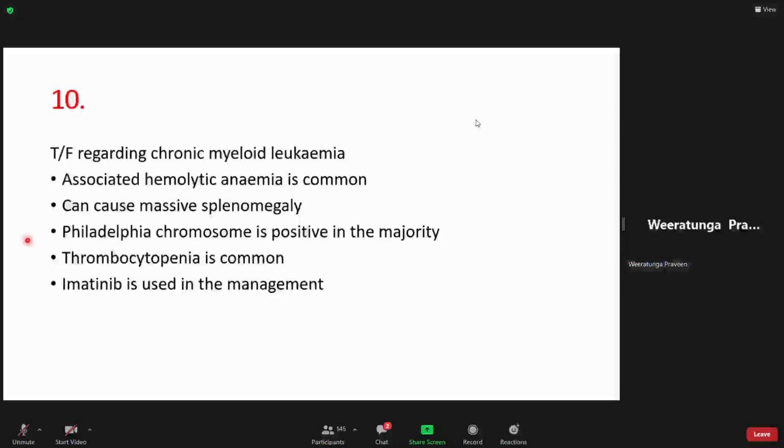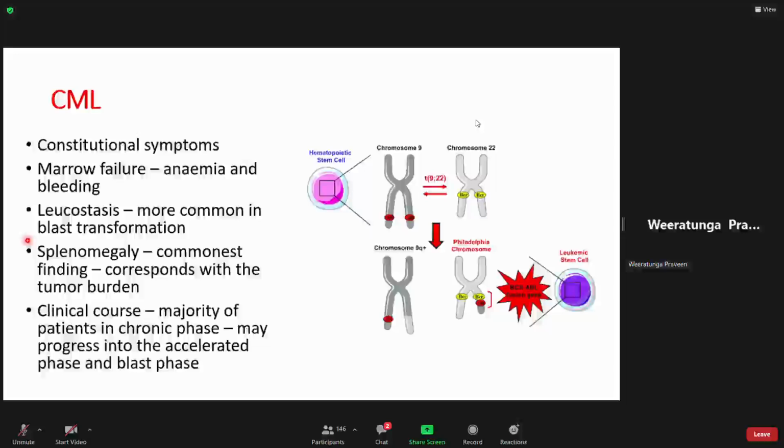Now, in the management of CML, most people have a good prognosis and a chronic state. It's a chronic malignancy. It's not a very aggressive malignancy. Sometimes people might progress into an accelerated phase, which resembles an acute leukemia, but most of the people are happily in a chronic state.